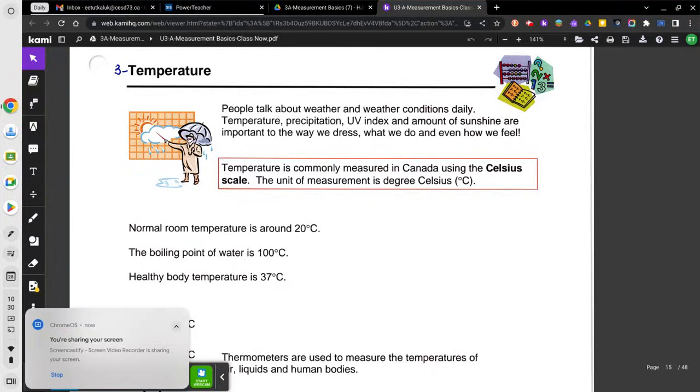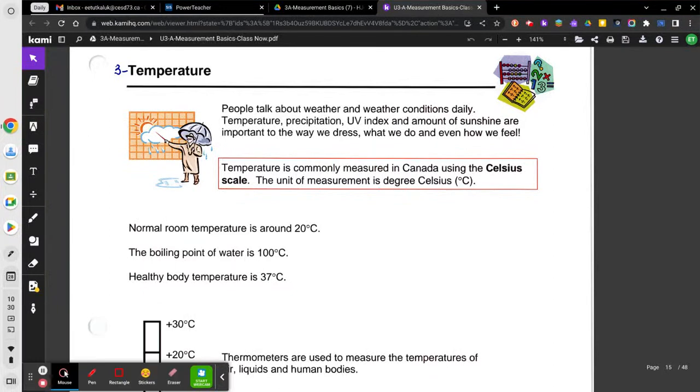Okay, this is Unit 3, Lesson 3 of Unit A, 3A. We're talking temperature. So it says people talk about the weather and weather conditions constantly. We look out the window in the morning to figure out what we're going to wear if it's warm or cold. So we talk about precipitation, the UV index, that's how hot the sun is on us if we're going to get a sunburn. We talk about the amount of sunshine out there.